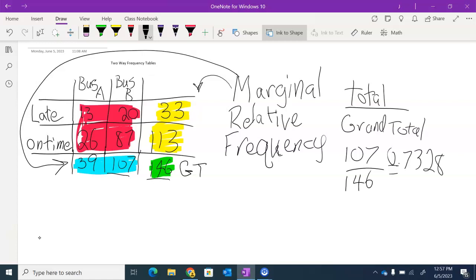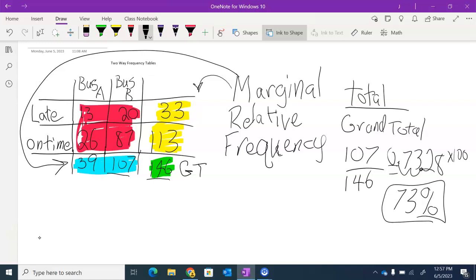So that equals 0.7328, and so on. We care about the percentage, so 73%. We can remove that 0 by multiplying it by 100, and that gives us a percent.